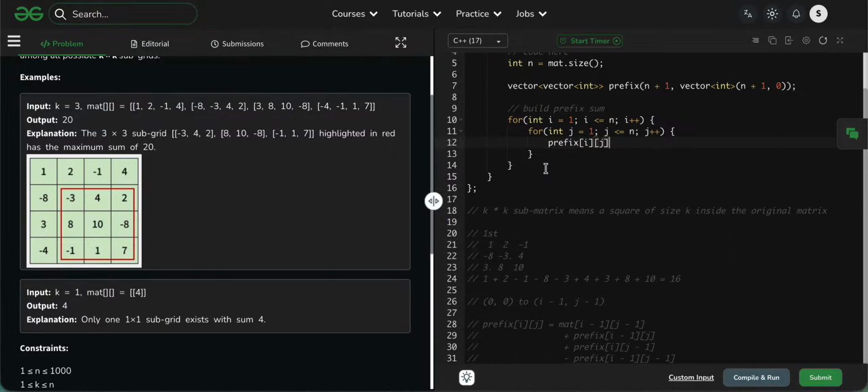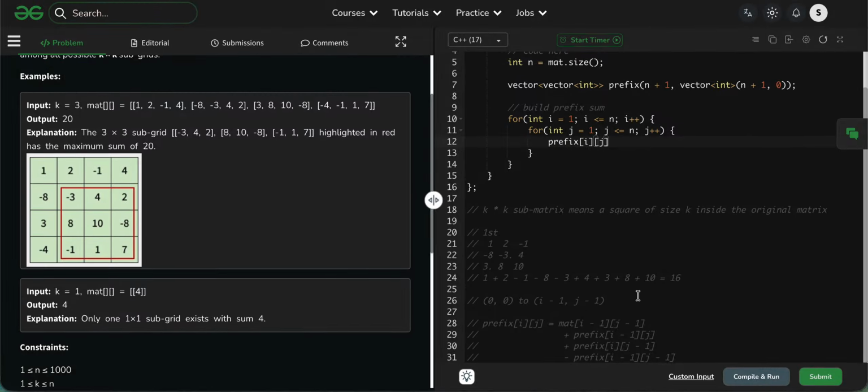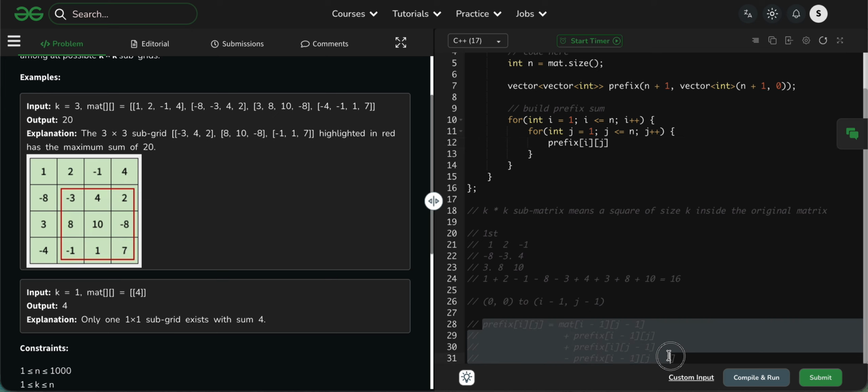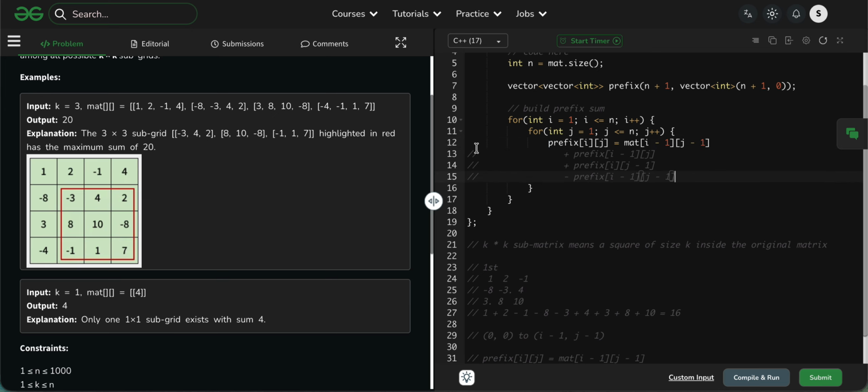We can also just copy and paste the same formula. If we do not write this formula, then just come here, copy and paste, and then I just remove this line, right? The formula is correct, right? That means mat of i to j, then prefix of i and j, and prefix of i j minus 1, and minus prefix of i minus 1, j minus 1, that's fine.